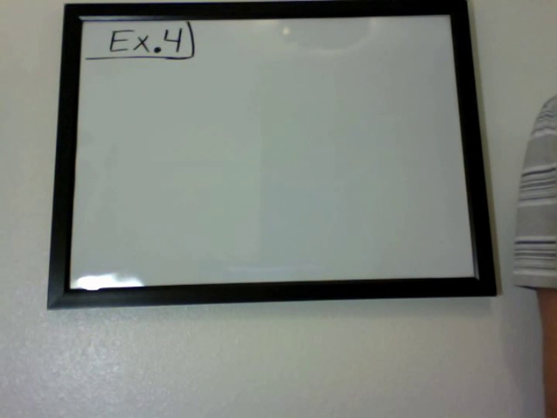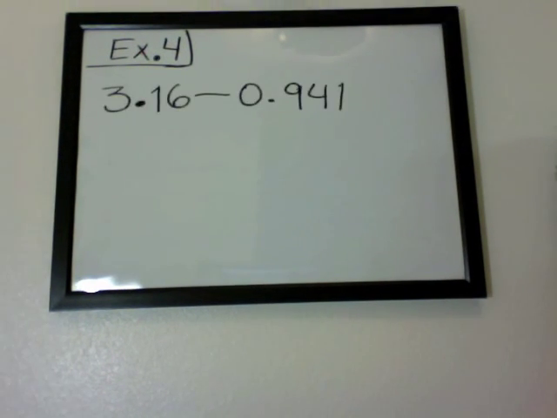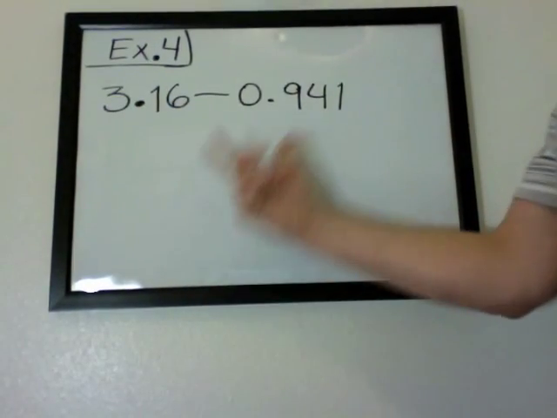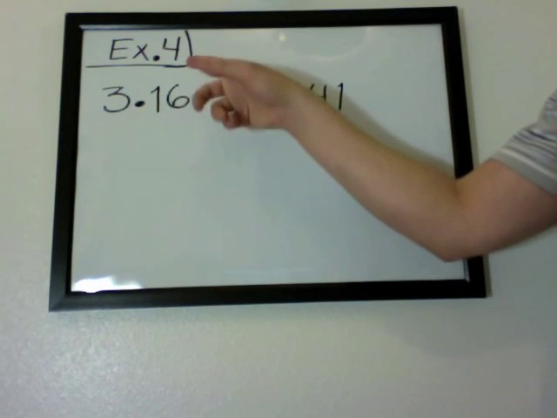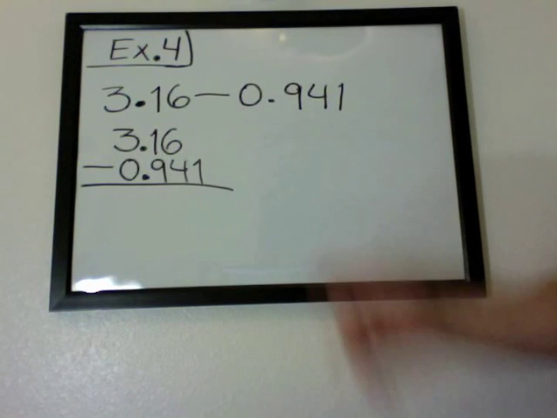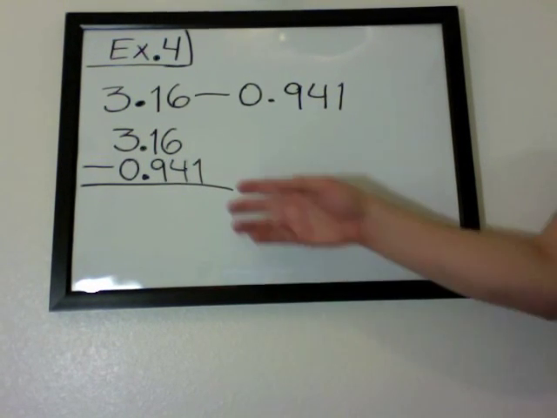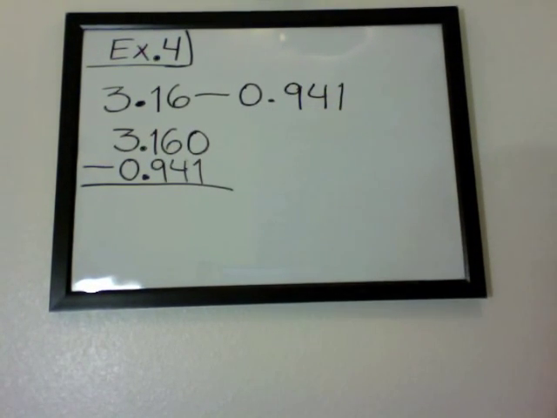Example number 4, we have 3.16 minus 0.941. Same thing happens here. We just make these two numbers in a vertical column, lining up the decimal, actually lining up the columns that match the same numbers. Now we add in the 0 above the 1, so we can see that it's just being subtracted by 0. The 0 is just a placeholder.